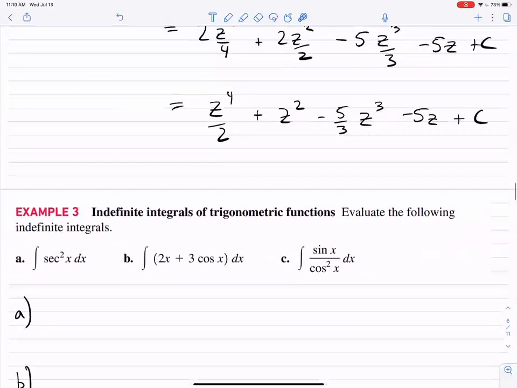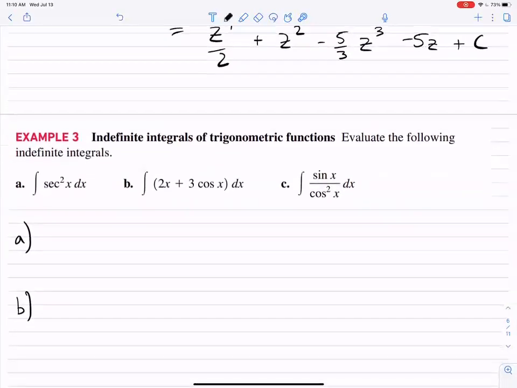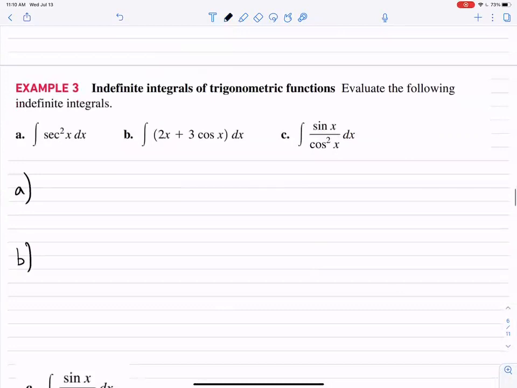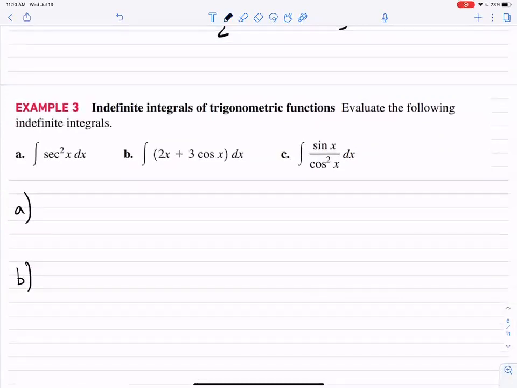And let's do some indefinite integrals using trig functions. So what's the antiderivative of secant squared? Well, we know that the derivative of tangent is secant squared. So this has to be tangent x and then plus c.